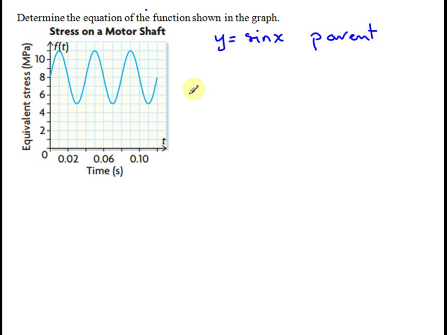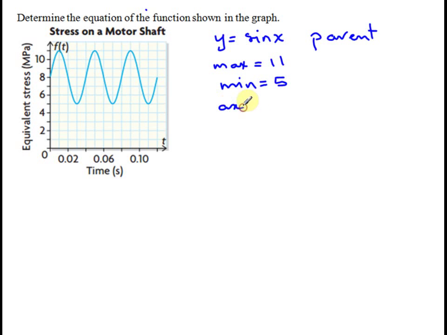Okay. The next thing I need to do is determine the a, b, and k values. The first thing I can do easily is determine the max and the min. That's going to help me determine my amplitude and my axis. So from the graph, I can see that the max is equal to 11, and the min is equal to 5.